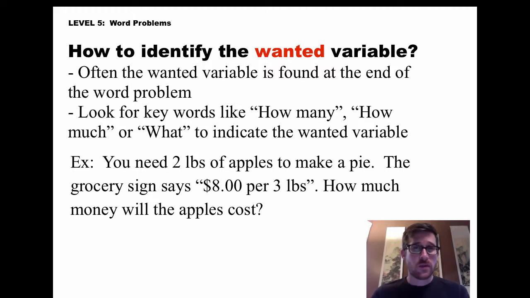The wanted variable, though, using our tips from the top, is often at the bottom or the end of the word problem, and then we look for keywords. Well, I see how much in my word problem right there, right? So that's going to tell me to focus maybe on this word, money, right? And that happens to be the wanted variable here. More specifically, the wanted variable is money in what units? In dollars.